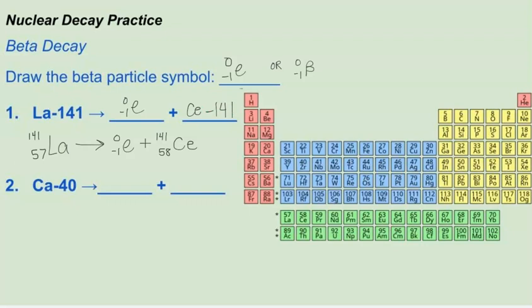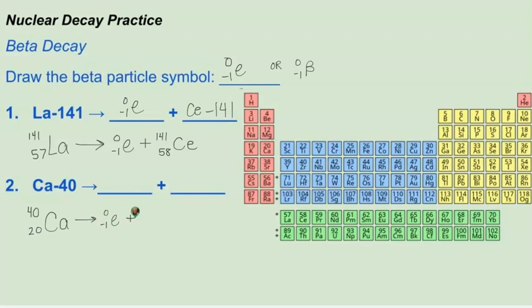Next we have calcium-40 decaying, Ca-40. And then we just find calcium on the periodic table. It's right here in the S block. Calcium has an atomic number of 20, so we can fill that part in. And then it of course is decaying. One of the products is of course our beta particle.